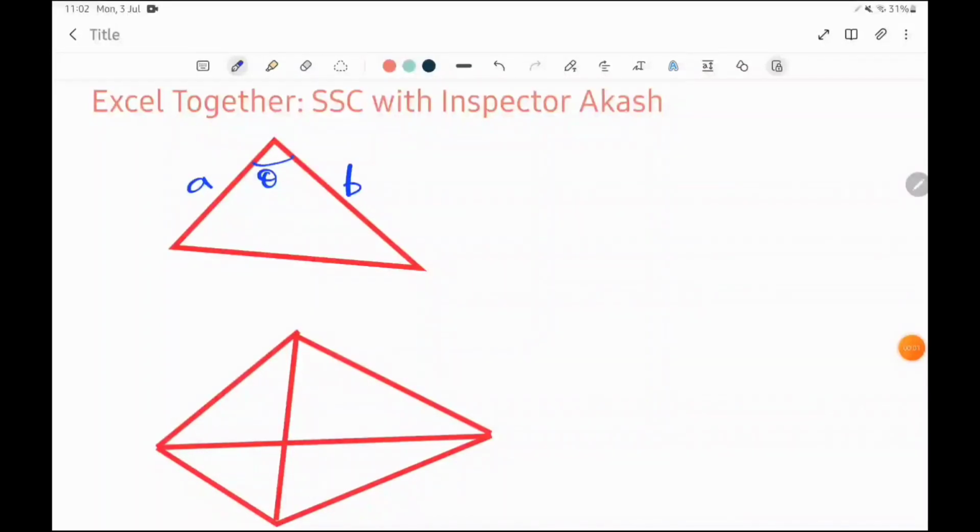In this video, we are going to find a general formula for any type of triangle or quadrilateral which will get us to the area of that figure. Alright, so in a triangle, if the length of two consecutive sides and the angle between them are given, then the area of that triangle is always half AB sine theta.